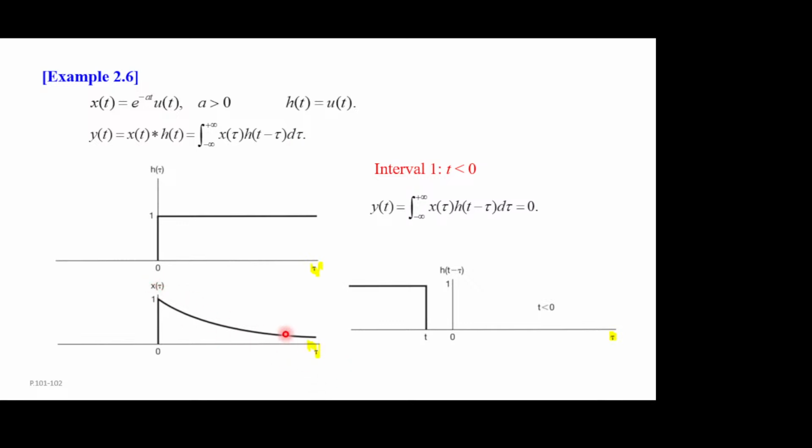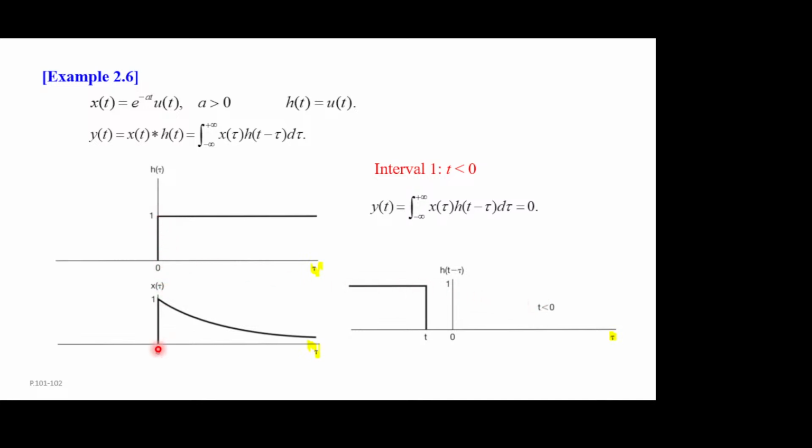So x of tau will just be whatever is given with x of t, but with t replaced with tau. And h of t minus tau will be, you need to do time reversal on h first, and then you move it through this tau line by the time shift t. So depending on different t, you will pull this from left to right. And then you need to see how much overlap this h of t minus tau and x of tau has. Then you see the overlap region, and you do the integral.